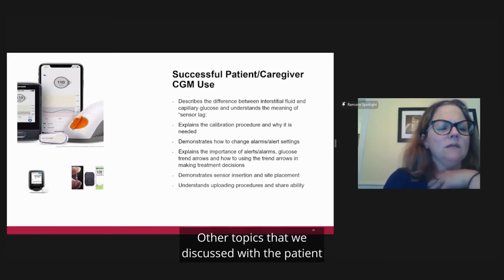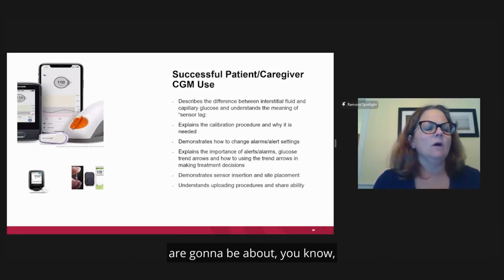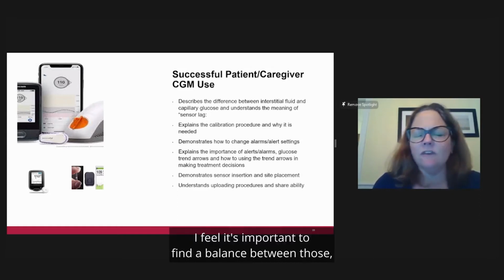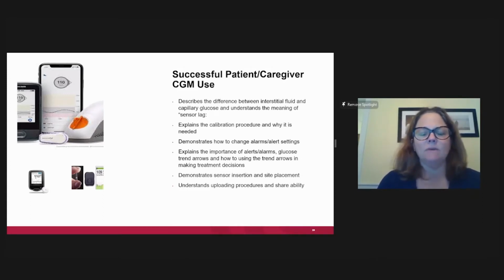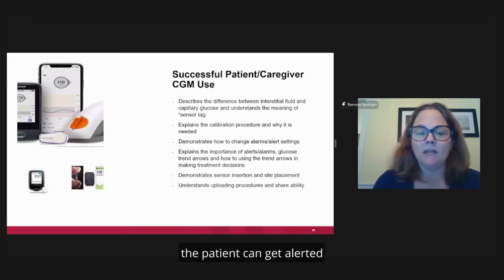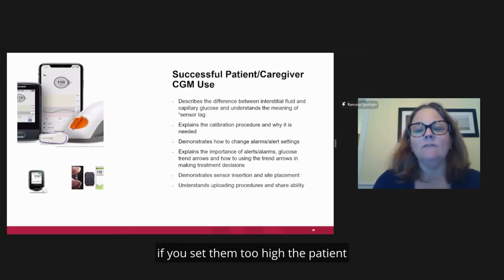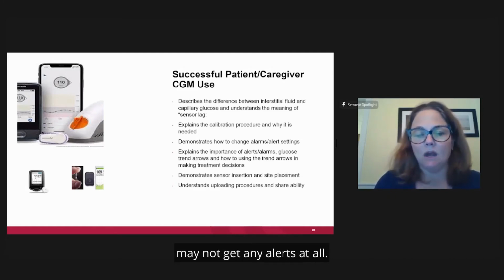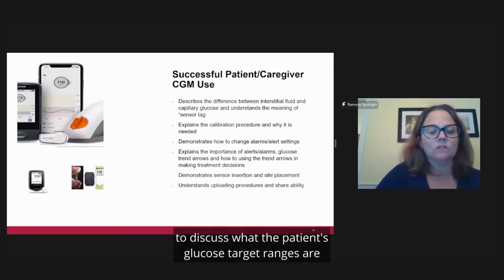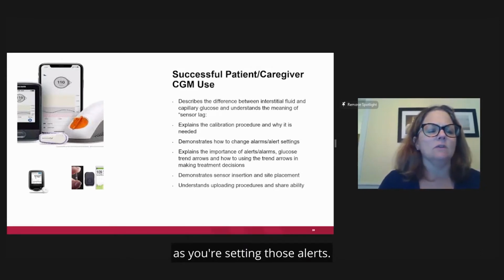Other topics that we discuss with the patient are setting the high and low alerts, and the rise and fall rates. I feel it's important to find a balance between those, because if you set the alerts to ranges that are too narrow, the patient can get over-alerted. If you set them too wide, the patient may not get any alerts at all. I think it also brings the opportunity to discuss what the patient's glucose target ranges are as you're setting those alerts.